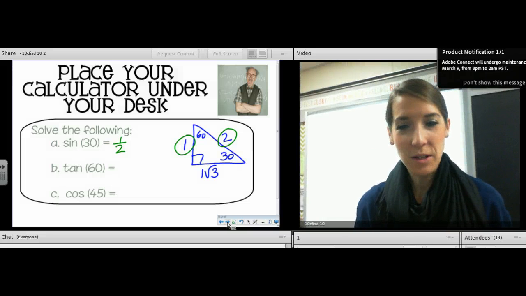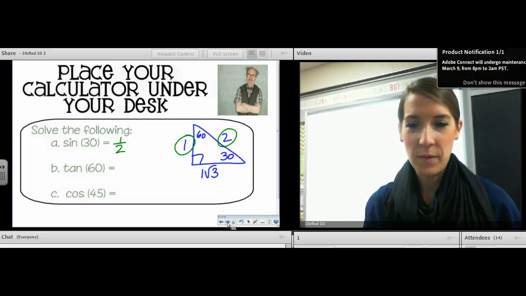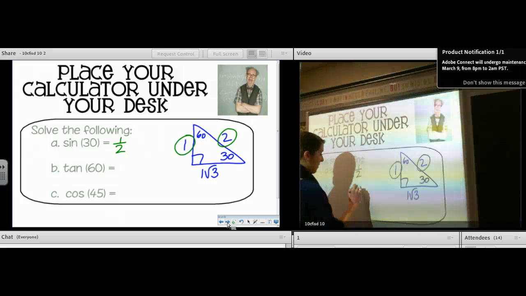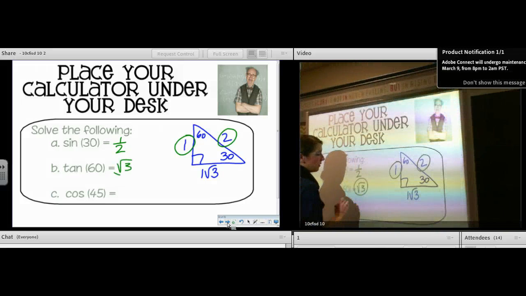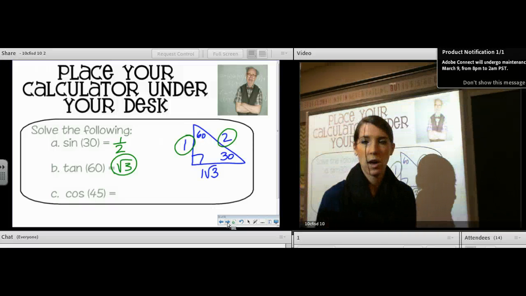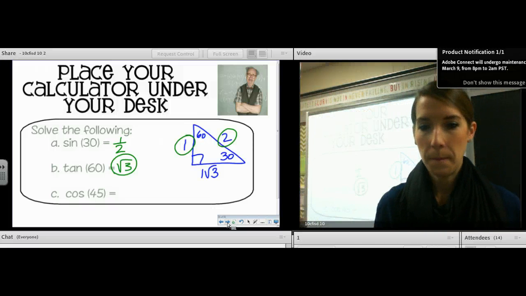It's just cool that you can do some trig without a calculator. All right, the tan of 60 is just square root 3, because it's square root 3 over 1. It's just square root 3.